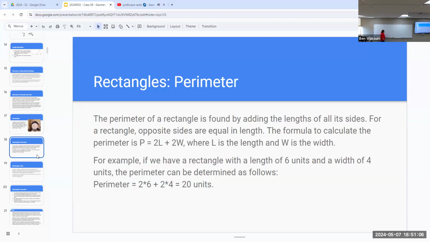And the only reason you can get away with that on a rectangle is because the opposite sides are equal to each other. So if you have a length and a width, cool, you got two of each of those. So if you have a rectangle with a length of 6 and a width of 4, we'll double the length, double the width, and add them together.